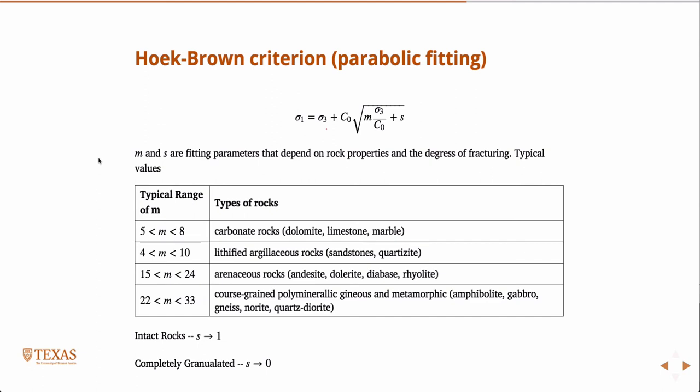So M and S, these are fitting parameters, right? So you'd have to look at the data and then choose the M and S that fit the data the best. And here's a couple of values of M for different types of rock. And then S is a parameter that goes from 0 to 1. It's sort of like a damage parameter, where 1 would be a fully intact rock, and 0 would be a completely granular rock with no cohesion. And so this is just another model, right? The Hoek-Brown model just improves the fit from a linear to a parabola.